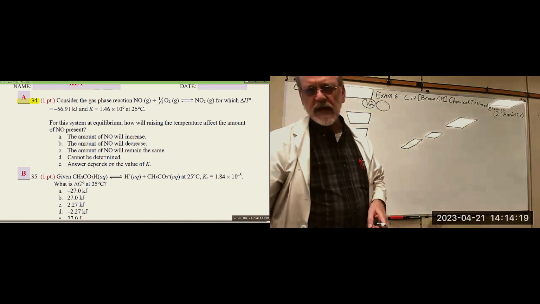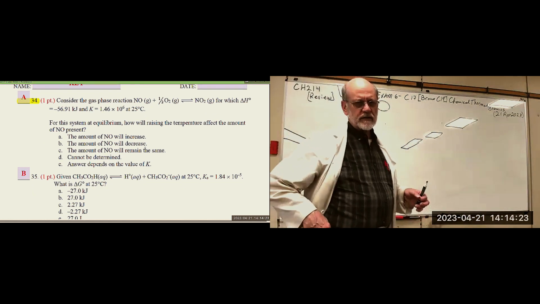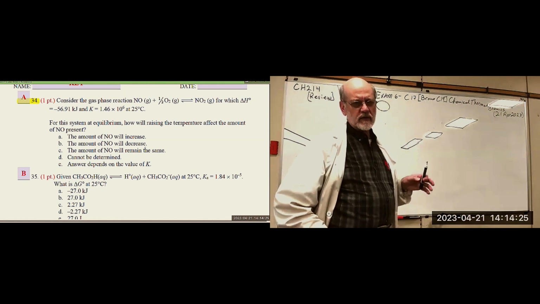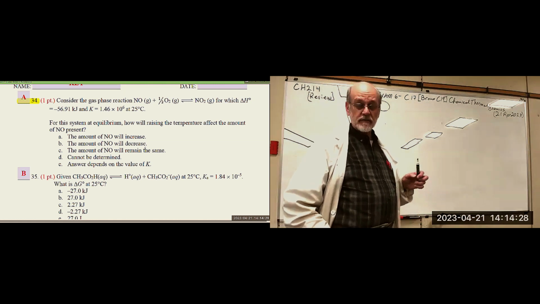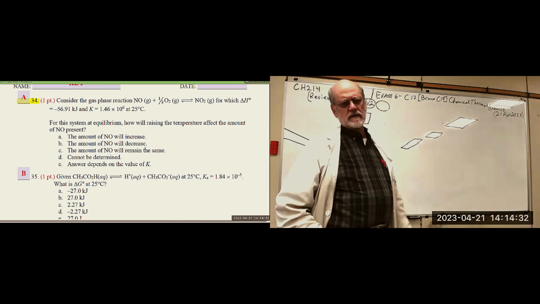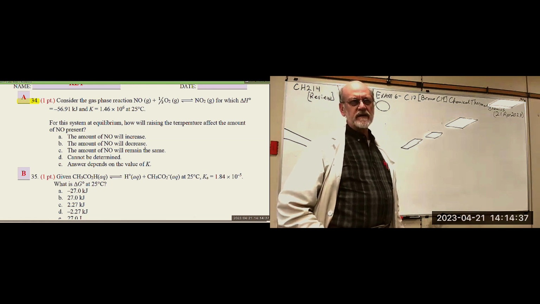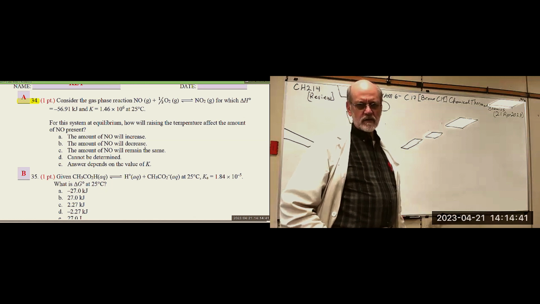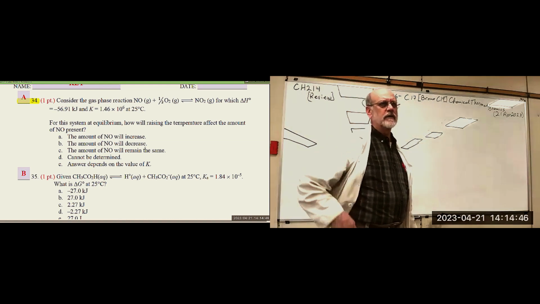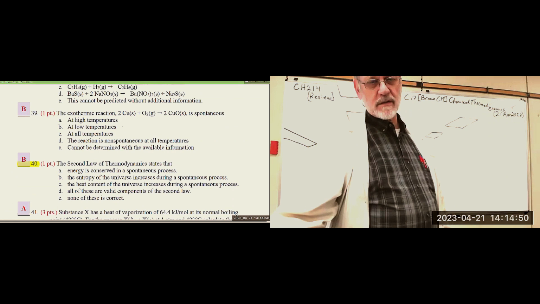Consider the gas phase reaction. Okay, we did this one before, didn't we? For which delta H equals minus 56.91 and K equals 1.46 times 10 to the 6th. For this system at equilibrium, how will raising the temperature affect the amount of NO present? We did this one already, didn't we? The amount of NO will increase. Yeah, we did this one already. We don't need to do this one again. I don't know how that one got marked.